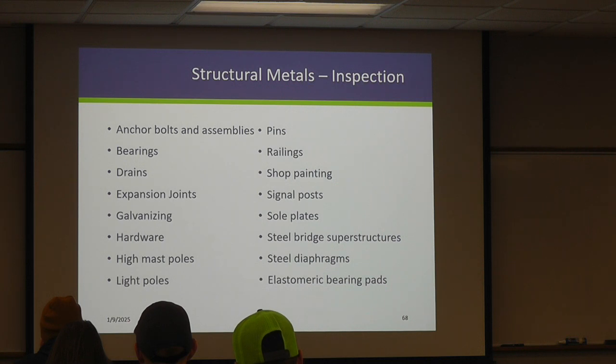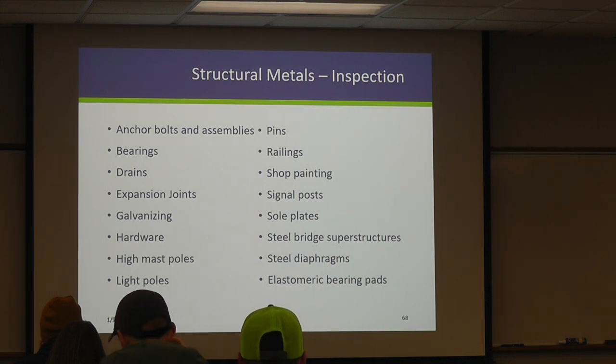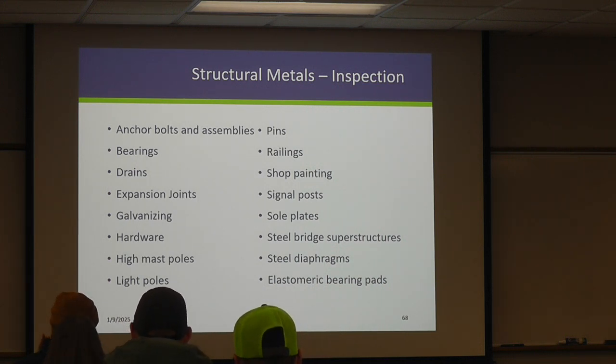Now, they don't just inspect the girders, right? All of these elements are fabricated metal elements, and oftentimes they're out reviewing a lot of these. Because we don't do a ton of steel girders, our folks spend a fair bit of time inspecting ornamental metal railings and bearings, because those can go on any type of bridge.